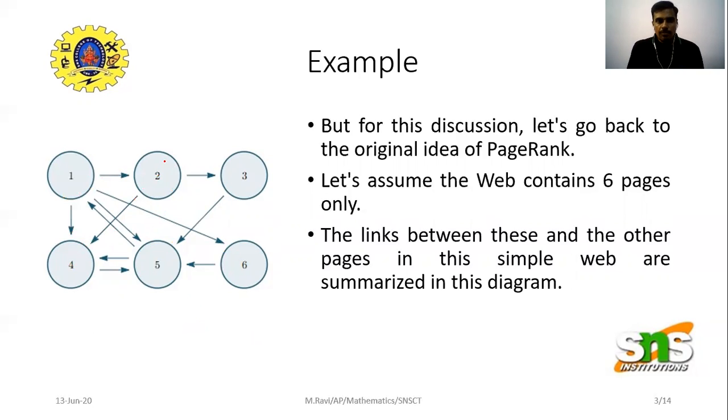Similarly, the author of page 2 thinks they have relevant content in page 3 and page 4 only. The author of page 3 thinks they have relevant content in page number 5 only, and so on. This is the implication. For the sake of understanding the concept of PageRank and how Google's PageRank works, we consider only 6 pages. We assume the links between these pages in the simple web are summarized in this diagram.